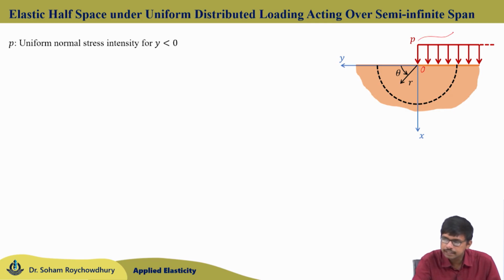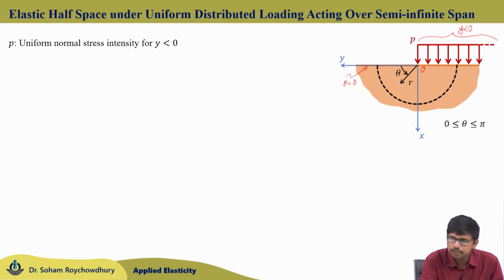So, this entire region for which the distributed normal load is acting is the negative y axis. For y less than 0, this distributed uniform normal loading of intensity P is acting over the elastic half space. Now, here theta is chosen to be measured from the positive y axis in the counter clockwise direction. Hence, the range of theta is defined from 0 to pi. So, the positive y axis refers to theta equals 0, and the negative y axis refers to theta equals pi.